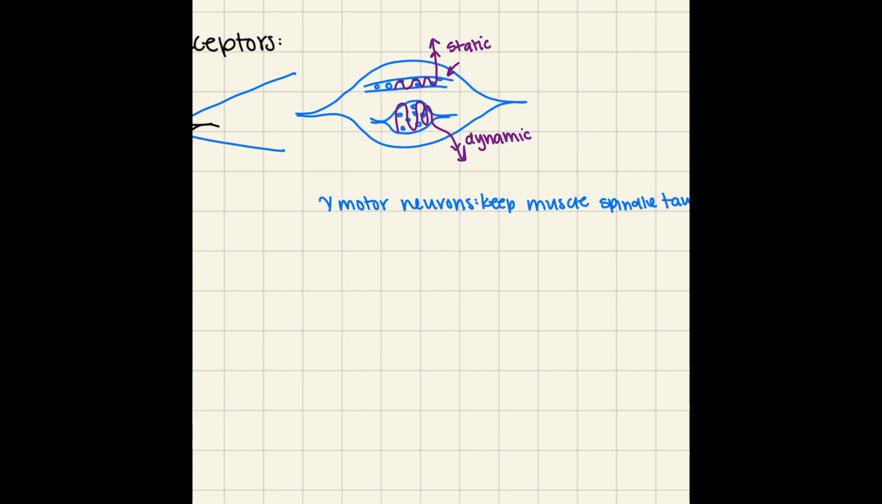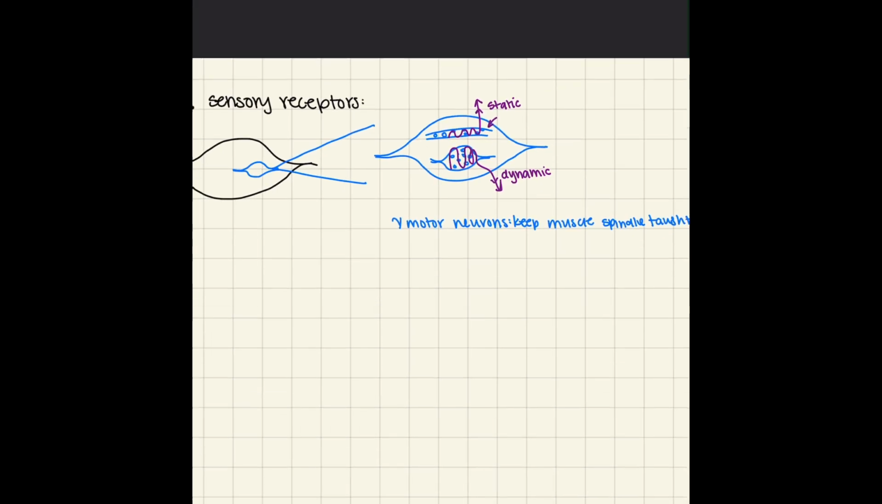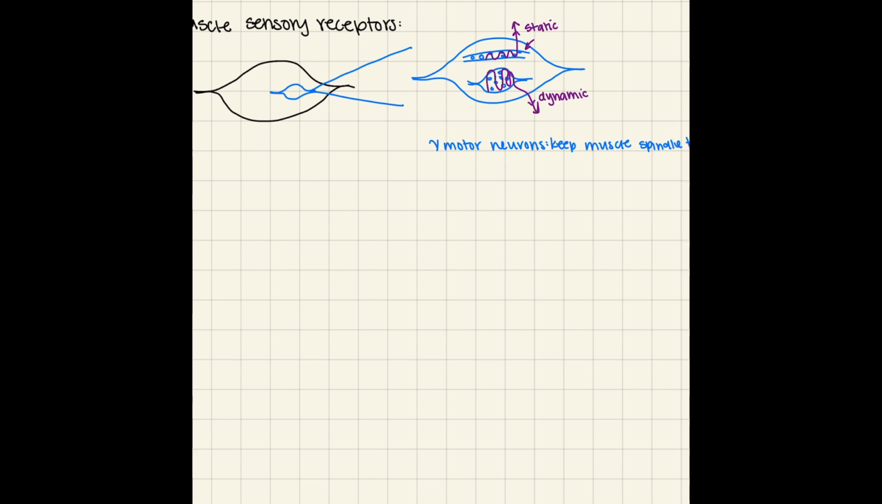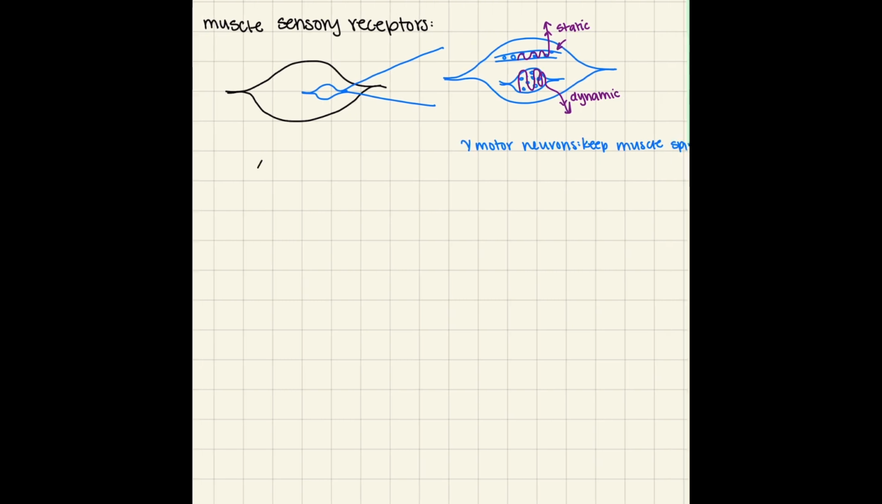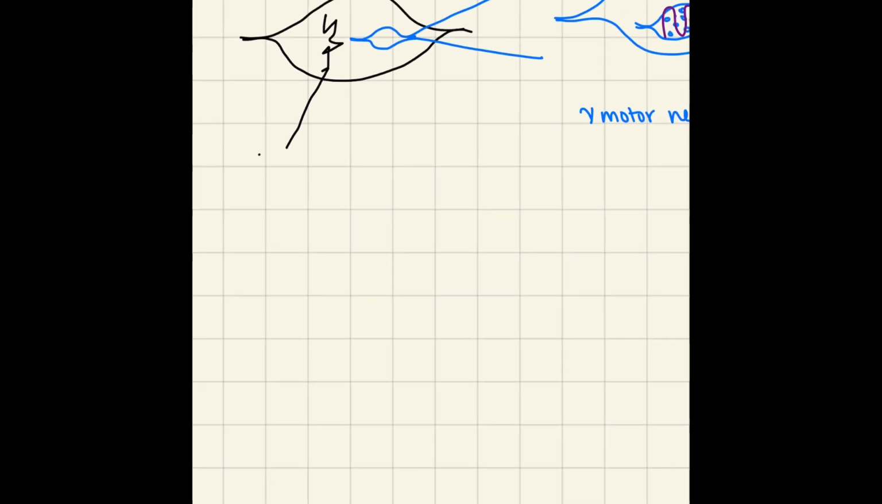If they stop moving and they are just holding the stretch, that will be sent out through a static sensory neuron. And that's important because they're coming from two different places. Another thing that's important is that this muscle is innervated using, just work with me here, an alpha motor neuron.